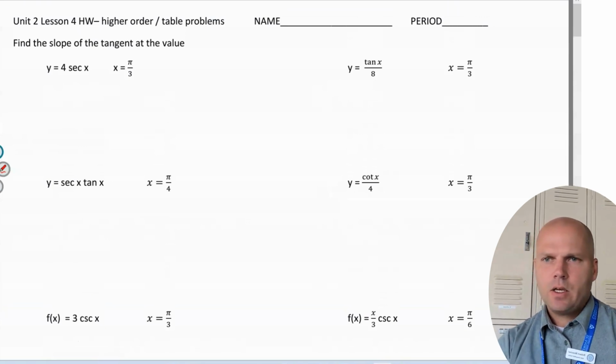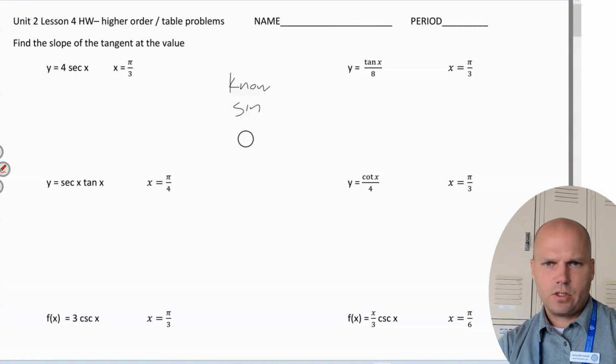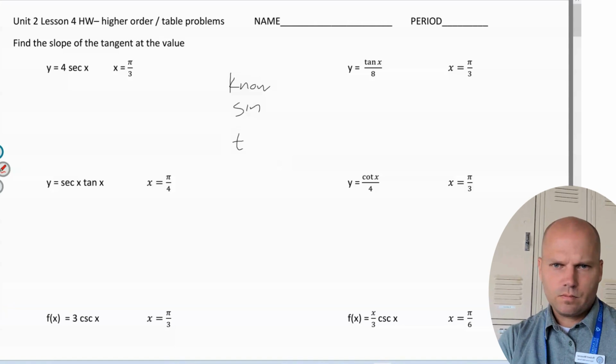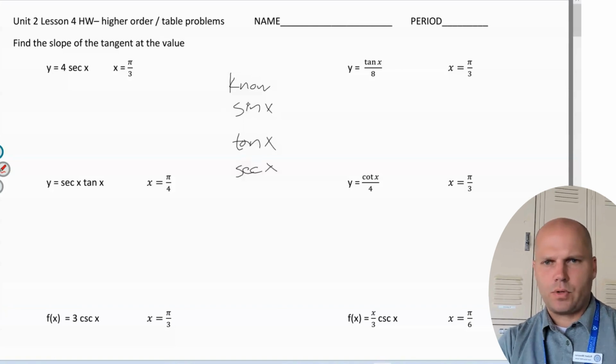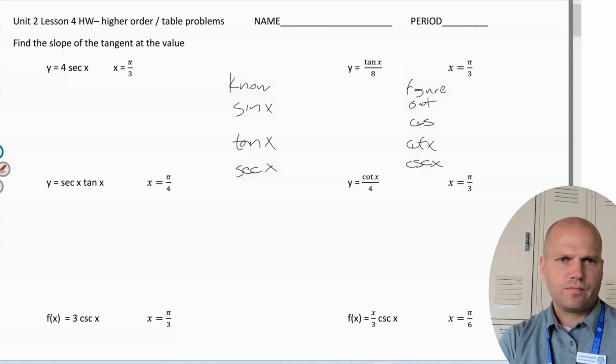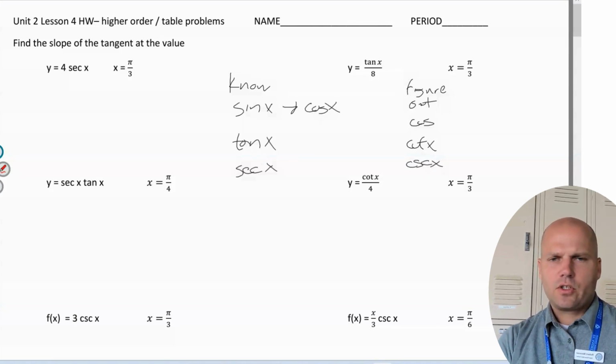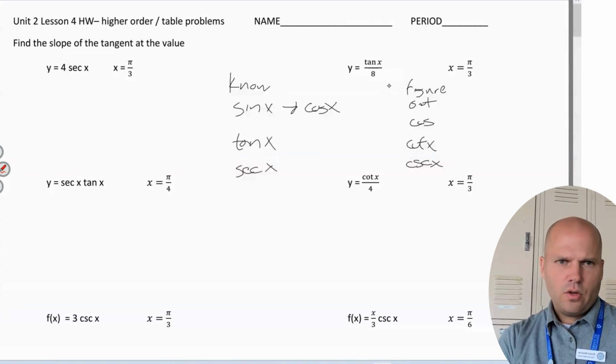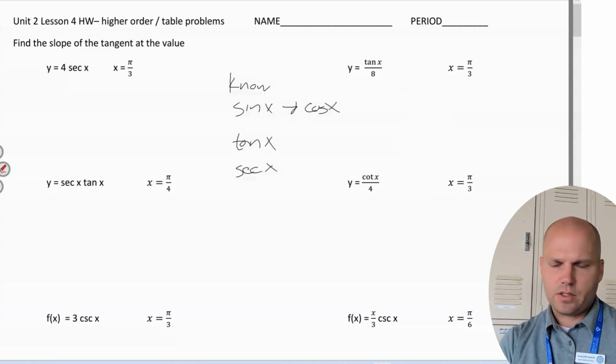What I like to say is make sure you know sine, tangent, and secant derivatives, slope equations. And if you know sine, tangent, and secant slope equations, you can figure out cosines, cotangents, and cosecants. What do I mean? Like sines, slopes are cosine. It says figure out. Gosh, I'm just really messy right now.